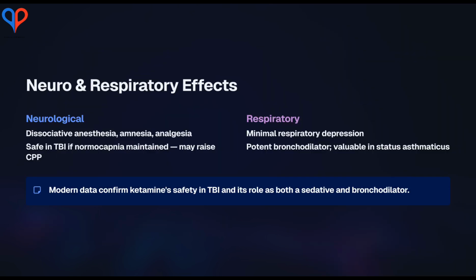Neurologically, ketamine dissociates the thalamus from the limbic system, producing analgesia, amnesia, and sedation, while airway reflexes remain partially intact. Historically, it was thought to raise intracranial pressure. Modern data show that with controlled ventilation and normocapnia, it does not increase ICP and can actually support cerebral perfusion pressure by maintaining MAP. This makes it acceptable in traumatic brain injury when ventilation is well controlled.